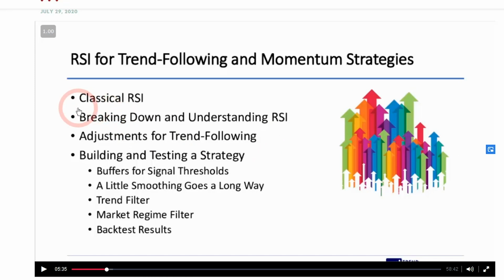And so basically I went over classical RSI. I broke it down so we could understand exactly what RSI is telling us. And then I made some adjustments to RSI for trend following by comparing the characteristics of trend following strategies to mean reversion strategies. And then we got to the meat of the presentation where I built out a trend following strategy using RSI and made some incremental improvements and showed the backtest results using stocks in the S&P 500.